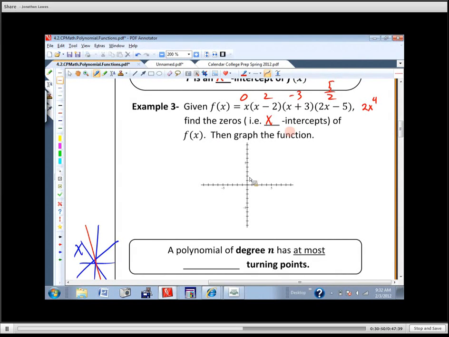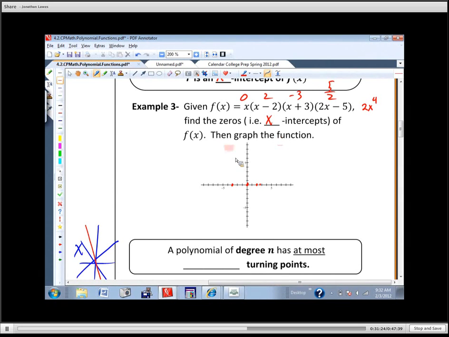So it's got to cross through 0. It's got to cross through 2. It's got to cross through -3, which is right here. And it also crosses through 2.5. So here's what happens. Ready? I know it crosses at those 4 places. I've got those marked. And I know it looks like 2x to the fourth. So does it start down here and go up? Or does it start up here and end up?